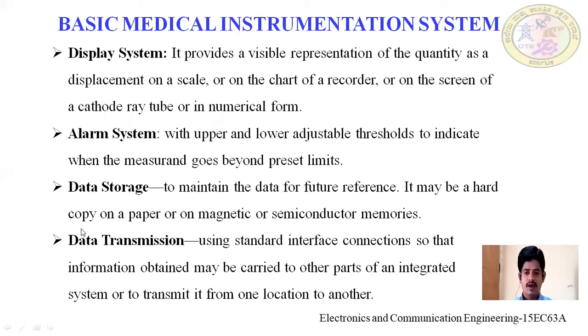So it may be a hard copy on paper, like a printout, what we normally use. Normally we have seen that ECG and EEG waveforms are taken as hard copy. So that is one way of storing the data. One more is magnetic. We know that a tape recorder keeps the signal, the sounds, in the form of magnetic signals, or it may be semiconductor memories, what we are using in mobiles, computers and all. So those may be the data storage.